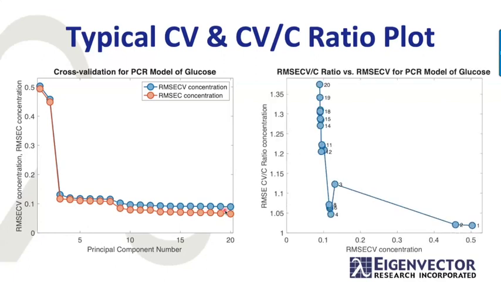One plot I've been using a lot lately is to plot the ratio of the cross-validation error to the calibration error versus the error of cross-validation. So really, if you imagine here taking the blue line and dividing it point by point by the red line, that's this right here. And then this is just the root mean square error cross-validation. So what I see here is as I add factors to the model, and I've just numbered them, things get better in root mean square error cross validation out here.